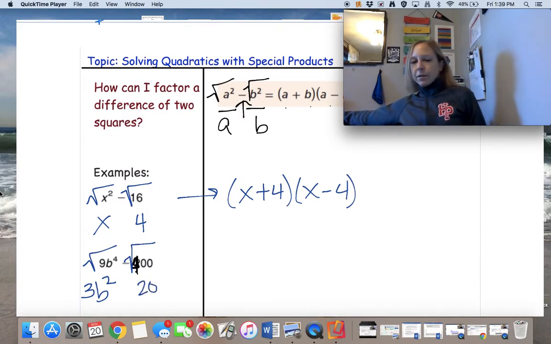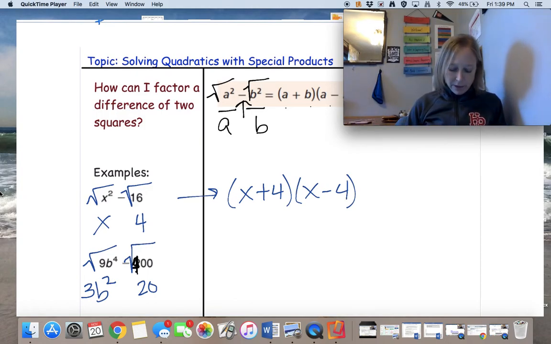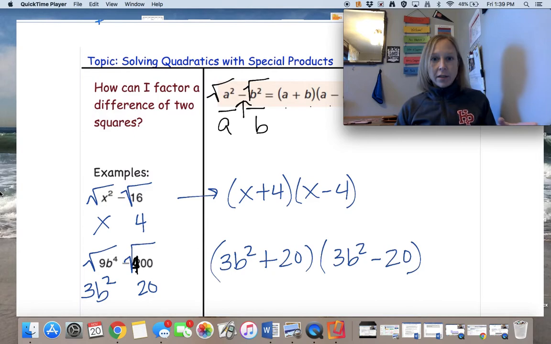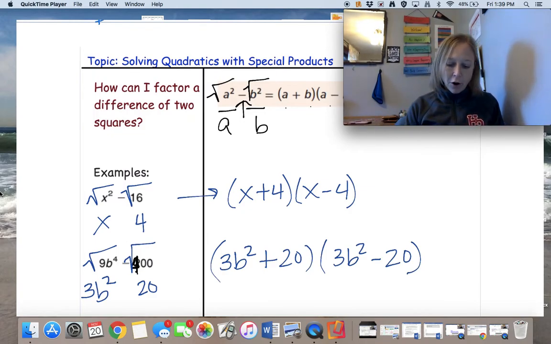Okay, so now I can use my formula. Wherever I see the a, I'll use 3b squared. Whenever I see b, I will use 20. And that's it. Look how much faster that is than multiplying your a and your c, figuring out what multiplies to this, adds to that, rewriting it, grouping it, greatest common factor. This is why we want to know how to deal with these special cases.